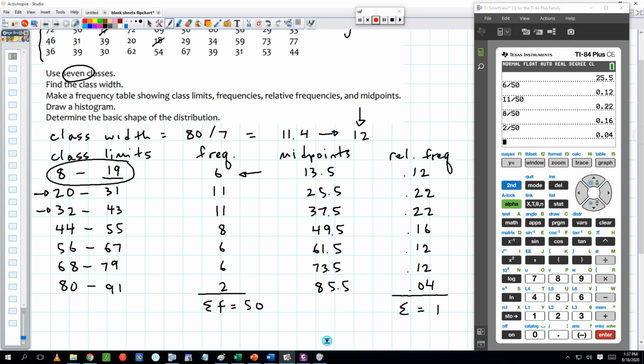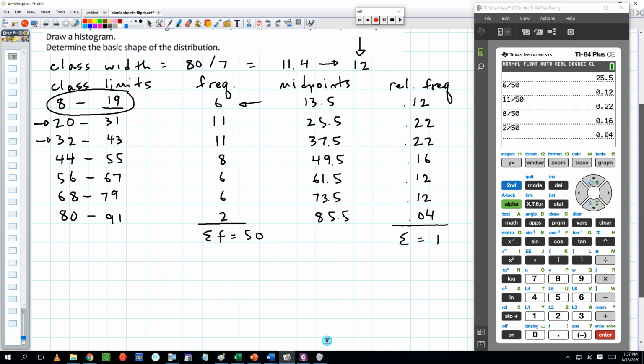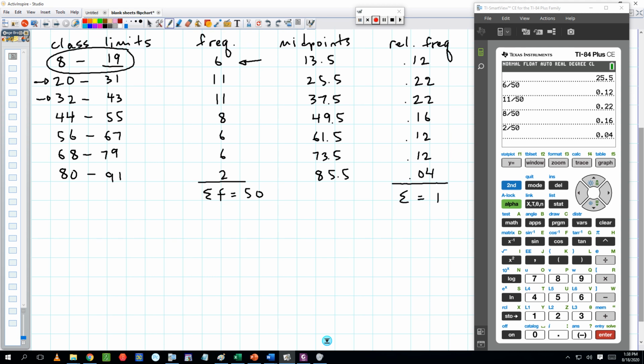Let's draw a histogram. Okay, looking at my frequencies, I go up to 11 with a low of 2. I'm going to go up by 2s. 2, 4, I'm going to draw a bar for the first class that goes up to 8.